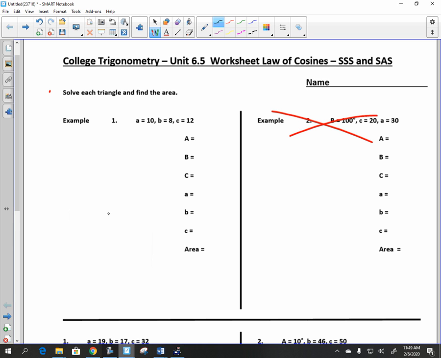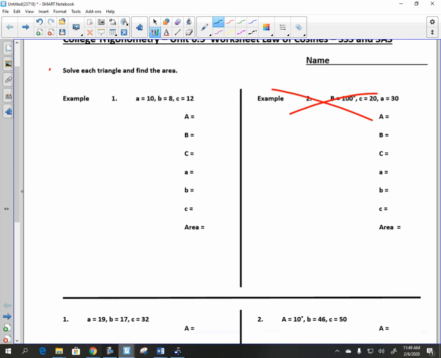All right, cross off example 2. Let's look at example 1. We're not going to do area today. I told you we're going to skip that. We're going to do example 1.